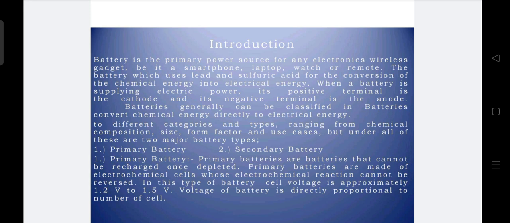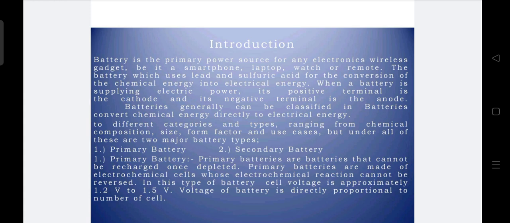Introduction to Battery. Battery is the primary power source for any electronic wireless gadget, be it a smartphone, laptop, watch or remote. The battery uses lead and sulfuric acid for the conversion of chemical energy into electrical energy. When a battery supplies electric power, its positive terminal is the cathode and its negative terminal is the anode.